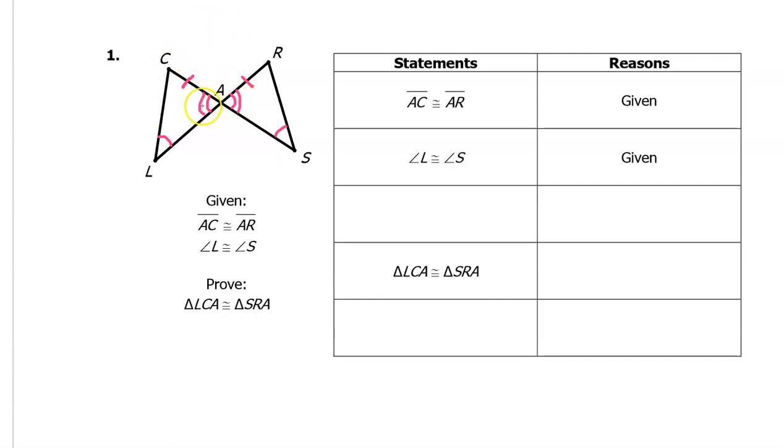So we are going to have to use the three-letter name. So instead of calling this left angle angle A, we will call it angle CAL. So we can say that angle CAL is congruent to angle, and the angle on the right is angle RAS. These are vertical angles, so the reason is vertical angles are congruent.